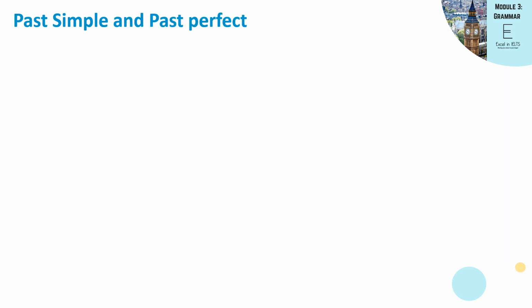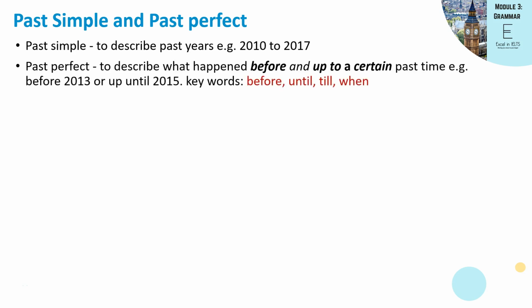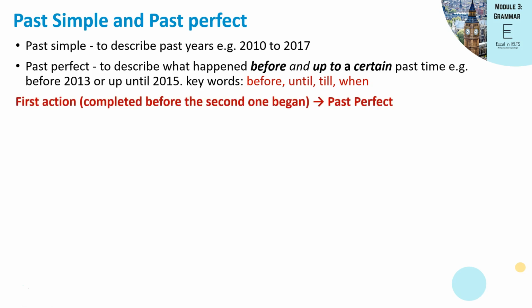Moving on to past simple and past perfect. So remember, past simple is used for actions that have happened in the past or completed, and past perfect is used when one action happened before another one. And some of the key words that are used with past perfect are before, until, till, and when. So when you're writing in the past perfect, this is the formula that you should be following. So the first action should be in past perfect, and then the second action should be in simple past.